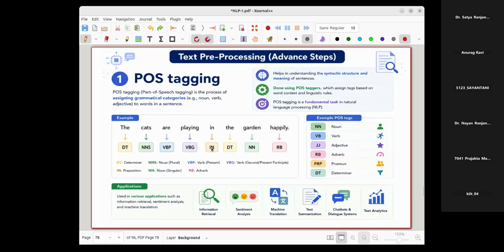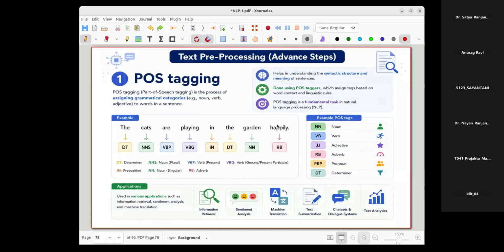Now 'in' here is nothing but a preposition. In some tag sets it is called PP, and in some tag sets it is called IN. Then again 'the' is DT, meaning determiner. 'Garden' is a noun, and you see here there is no S, so it is a noun singular. So you see how much information we can get from these POS tags. Here it is NNS, here it is NN. Similarly, 'happily' is RB, which is called an adverb. Okay, so these are the tags which can be assigned to each word of the sentence.